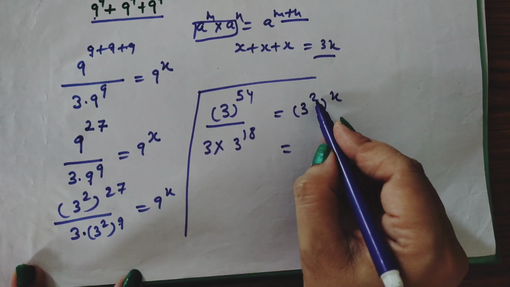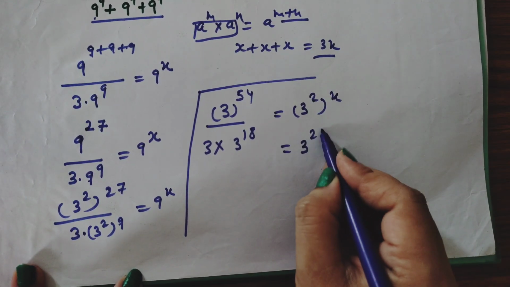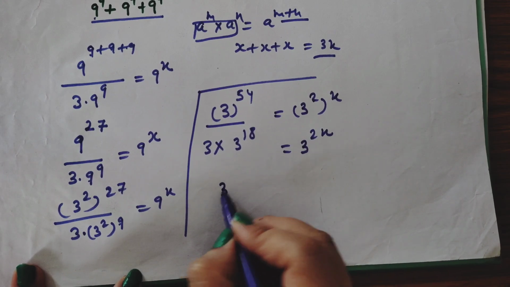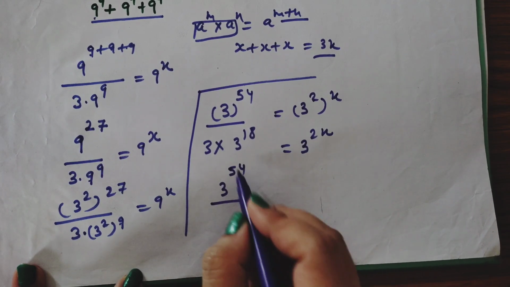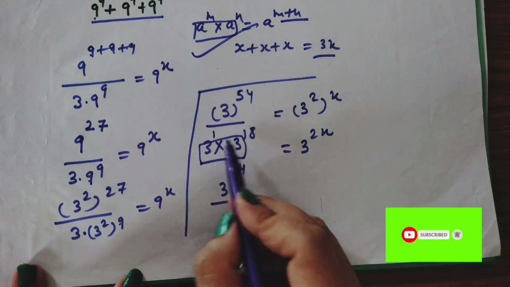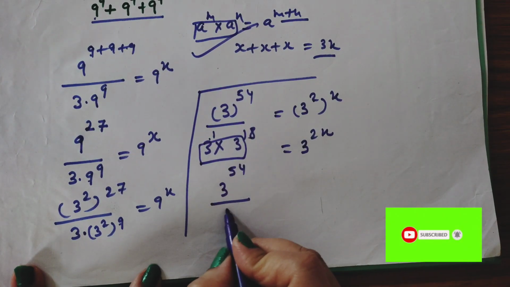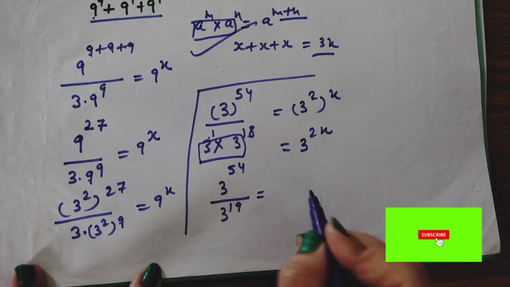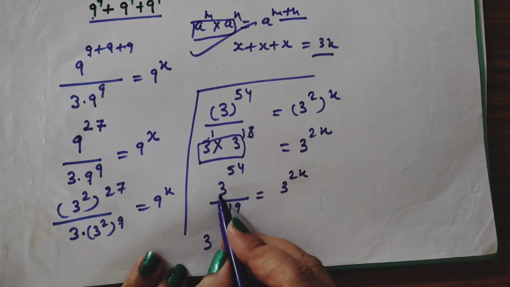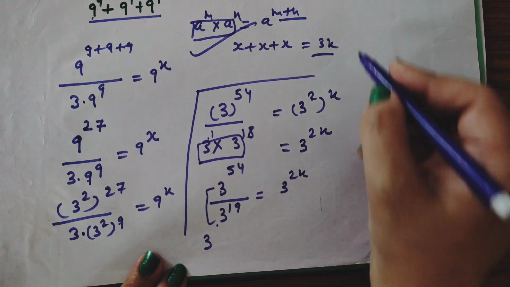We are using the law of exponent. 2 into x is 3 power 2x, and 3 power 54 is as it is. Now you can see the bases are the same, so again we are using this law: 18 plus 1 is 19, so the denominator is 3 power 19, equal to 3 power 2x.